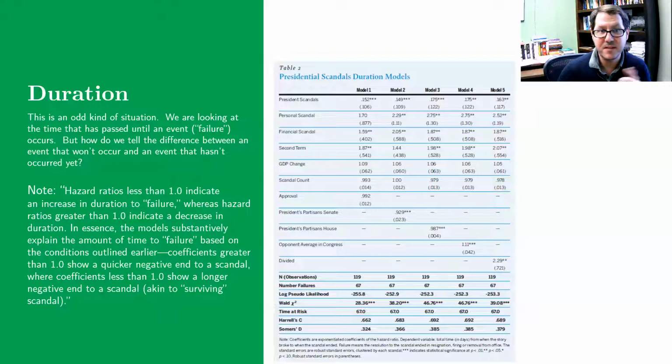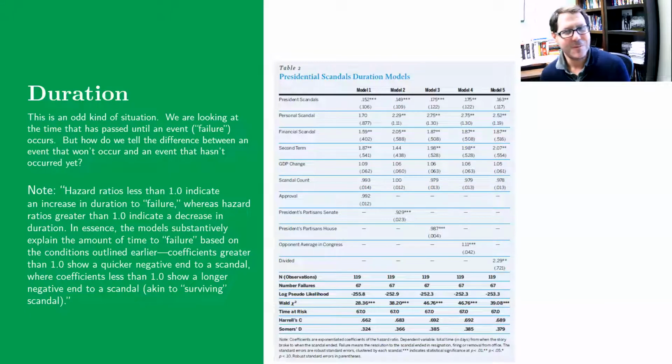So if I have things like GDP change, right? If the economy is growing, maybe I don't want that scandal to take away from that story, and so I might push out a member of my cabinet more quickly, because they're distracting from the good news that I want to tell. Maybe that's the story. Because that hazard ratio is greater than 1, it's accelerating us toward that point of failure. It's shortening that time to failure.